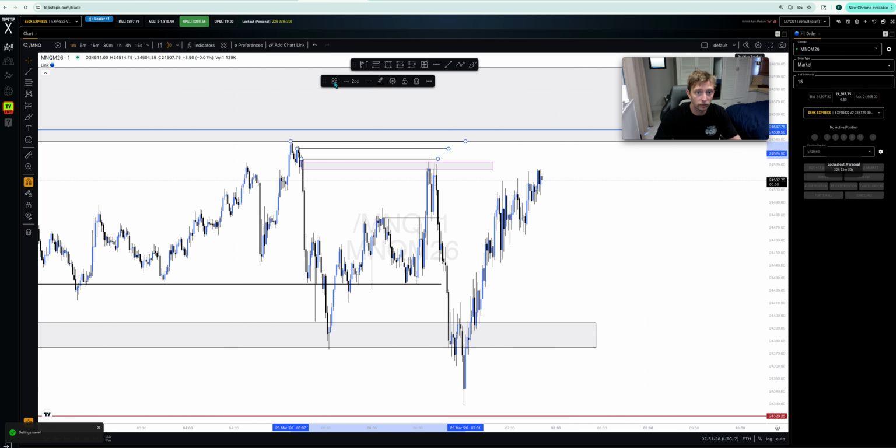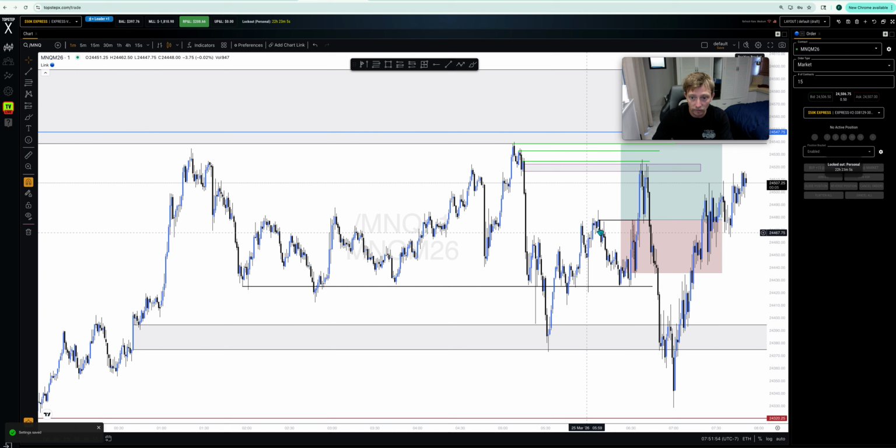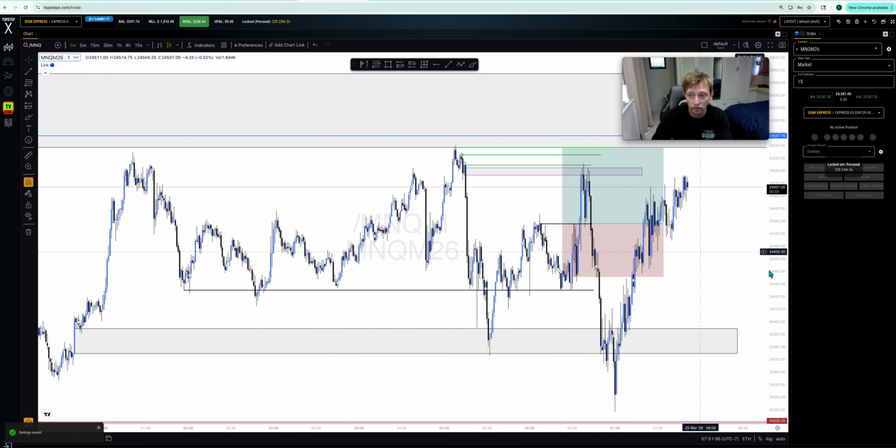This gap right here is, I believe, on a 15 or a 30 second. Yeah, so there was a gap right there. That's why I had that marked out. But back down to the 1 minute. I'm using the 1 minute because this is where the candle closure is.